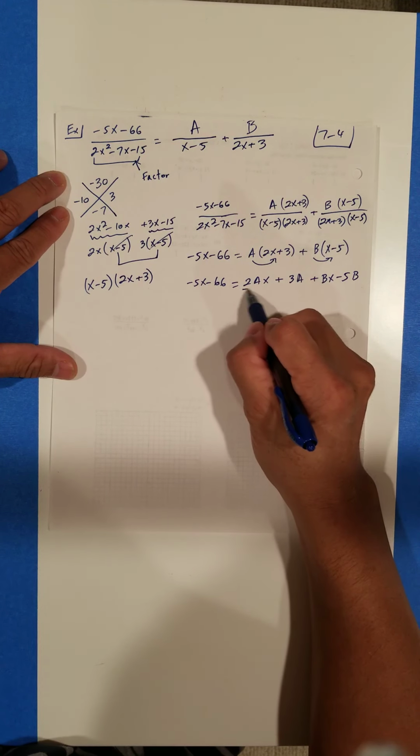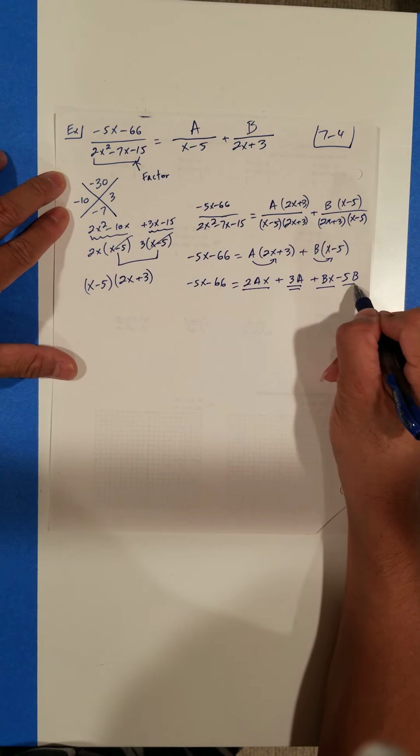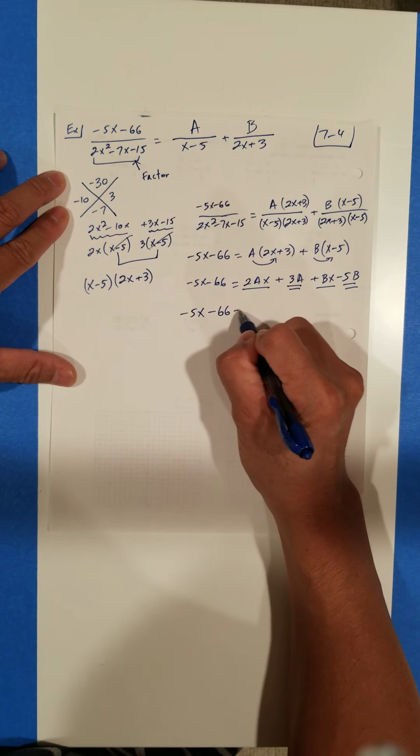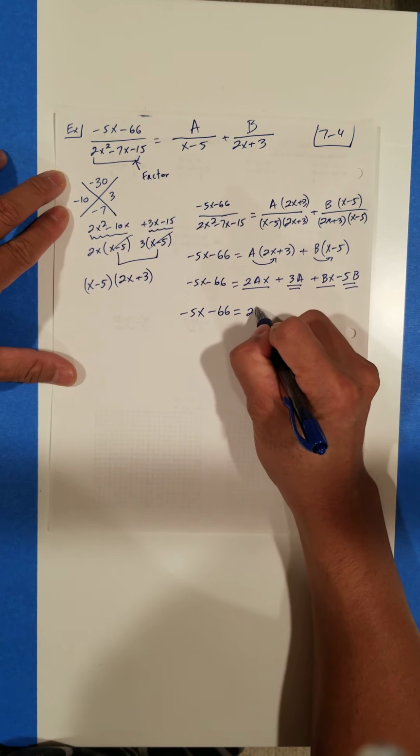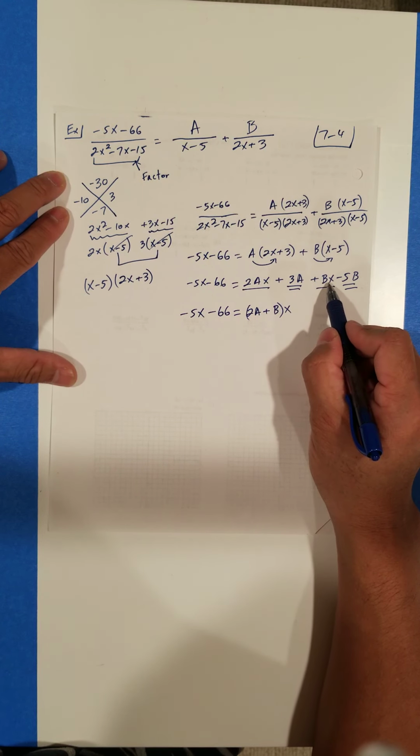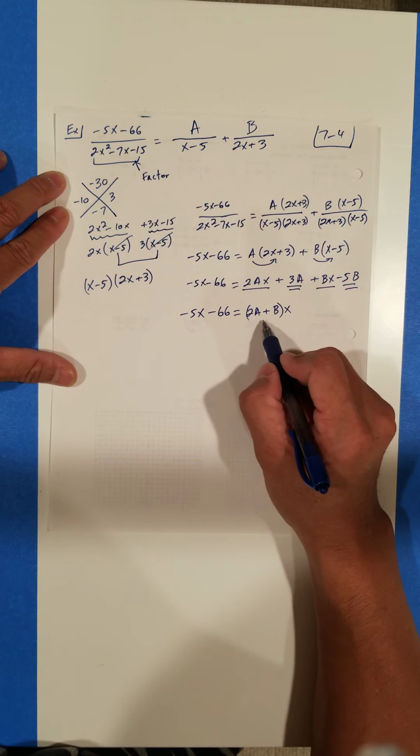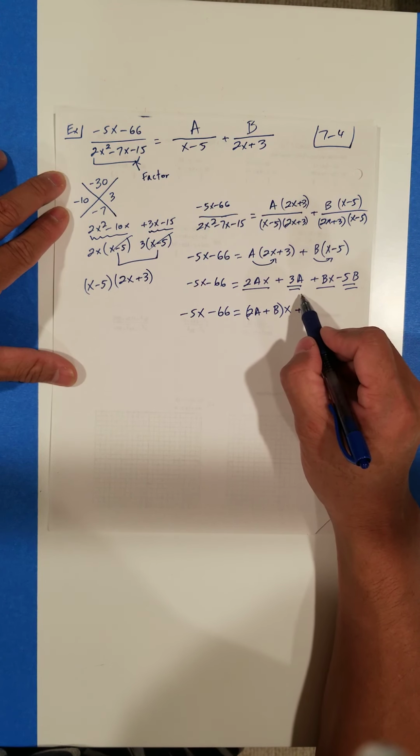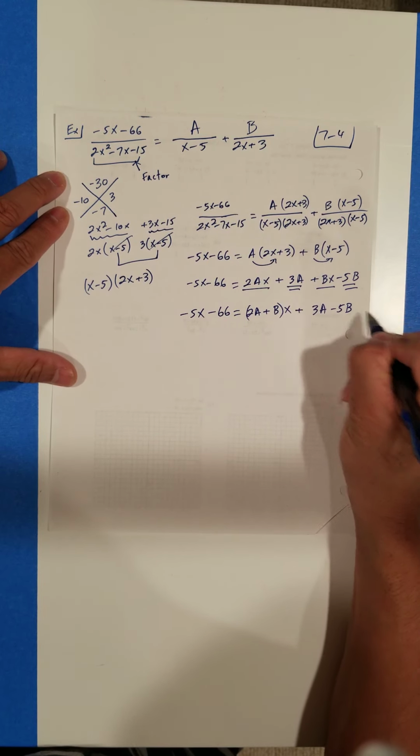Now, if you notice, I'm going to combine like terms. These two have x's. These two do not have x's. So negative 5x minus 66 equals, these two have x's involved right here, so it's 2a plus b, parentheses, x. I'm just going to take the x away from this one and the x away from this one. There it is, 2a plus b x. And then the other two terms, they don't have an x at all. So it's just 3a minus 5b.